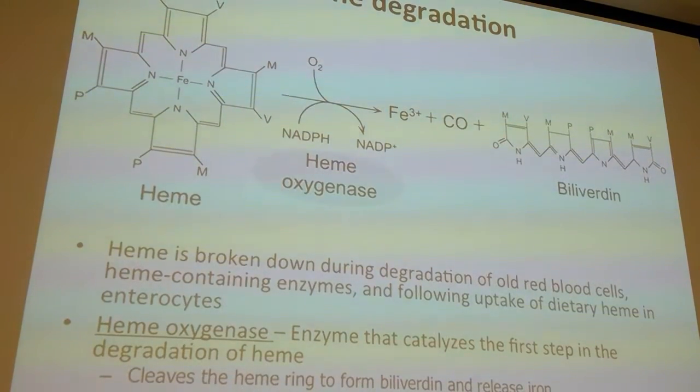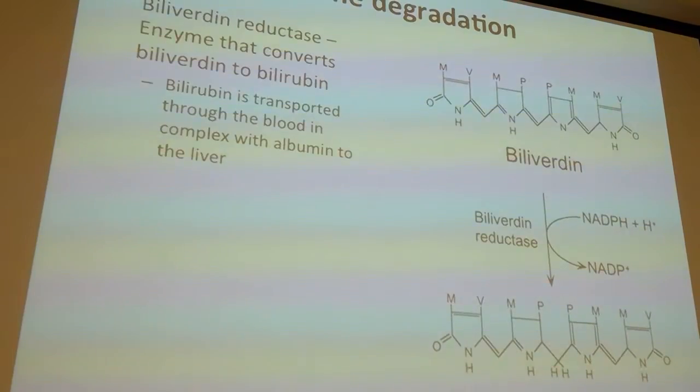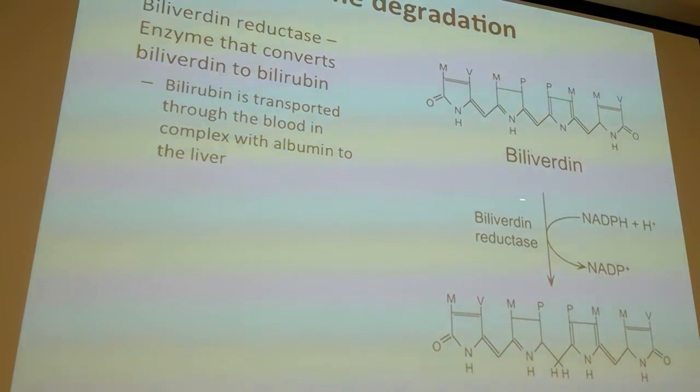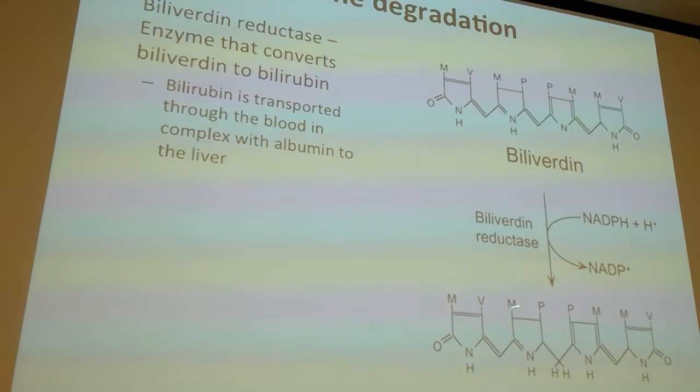And the first enzyme involved in the breakdown of heme is heme oxygenase. So this cleaves the heme ring to form biliverdin, and it releases the iron from the center of the heme. Okay, this molecule, biliverdin, then undergoes partial reduction to bilirubin, and this is mediated by an enzyme called biliverdin reductase. This is all happening in the same cell. This molecule, bilirubin, isn't metabolized further in these cells. It has to be transported to the liver.